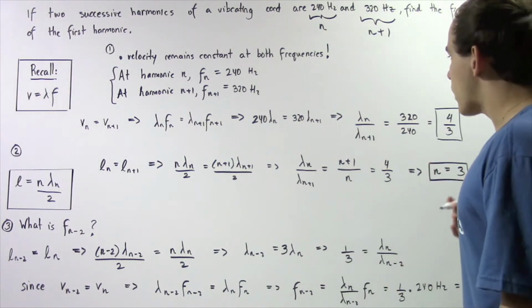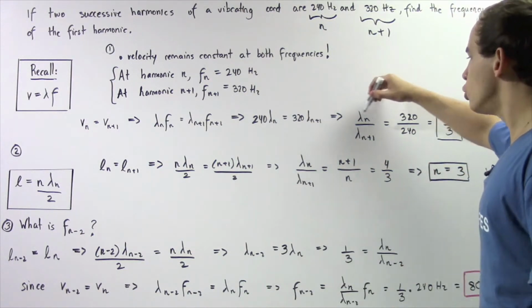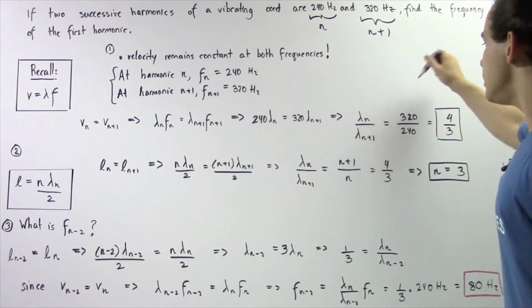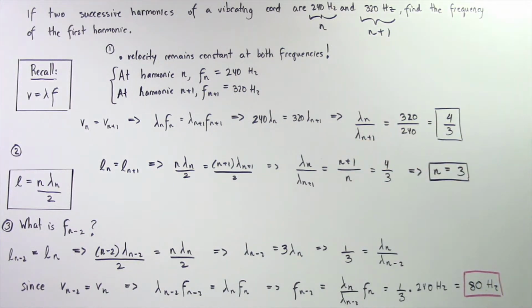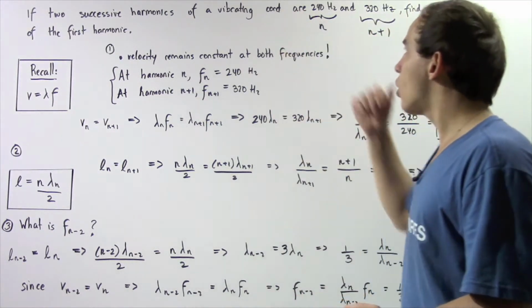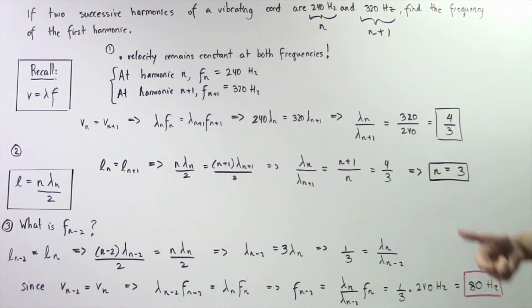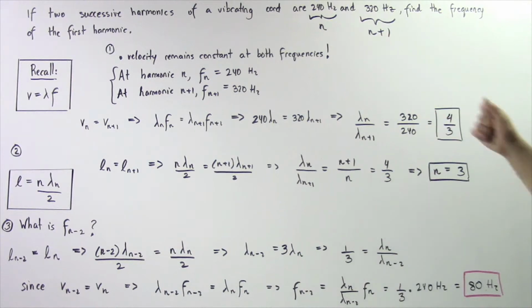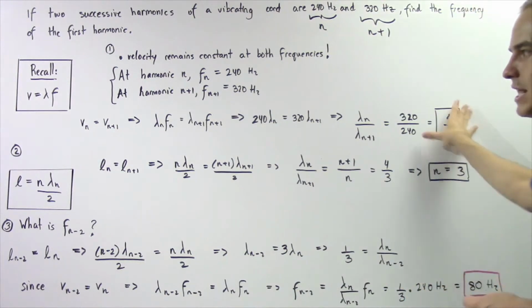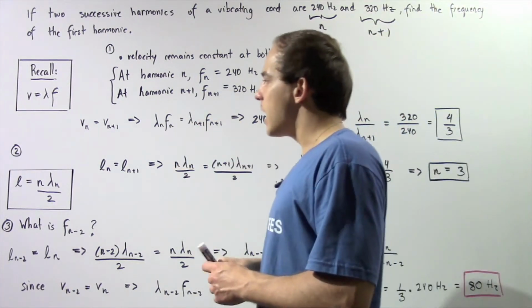Let's now take the ratio of lambda n divided by lambda n plus 1, and we get 320 divided by 240, and that simplifies to 4 divided by 3. So we see the ratio of the wavelength at the nth harmonic to the wavelength at the next successive harmonic is equal to 4 divided by 3. We're going to use this fraction in part 2 of our problem.